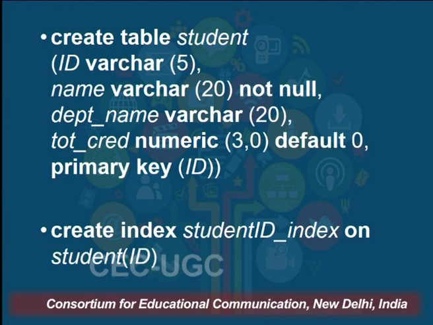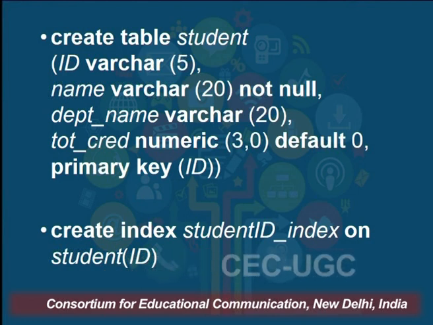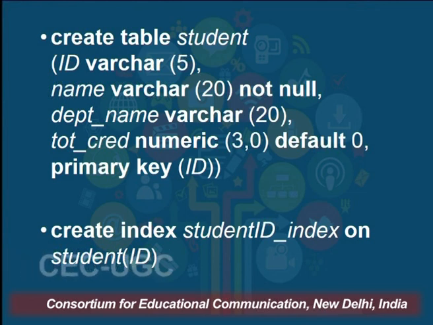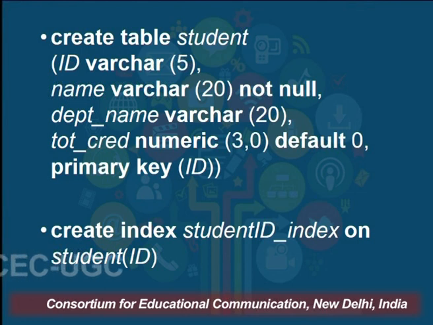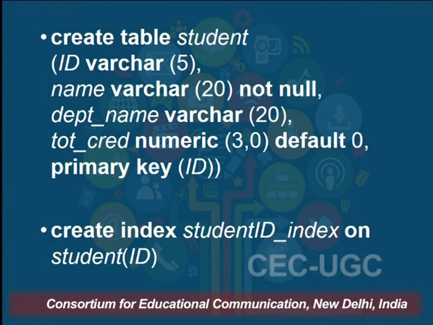Now, in order to create an index for this particular student relation, we need to figure out a particular attribute on which we are going to index, because when we look for particular values of that attribute, your index will be used. So, for example, I am going to create an index on the student ID.